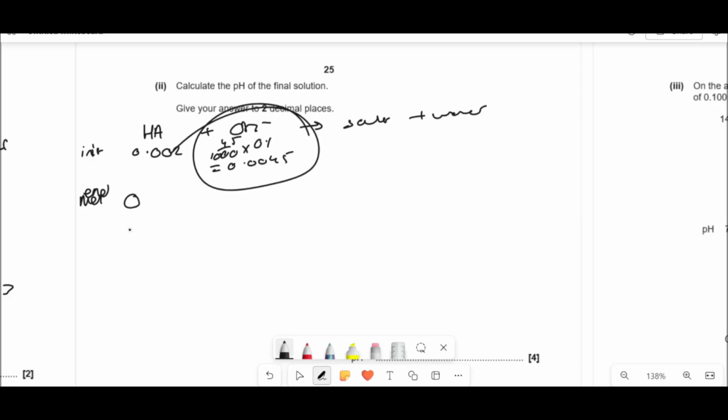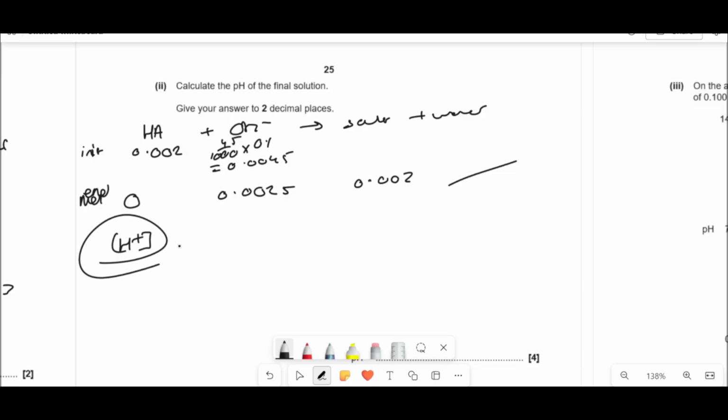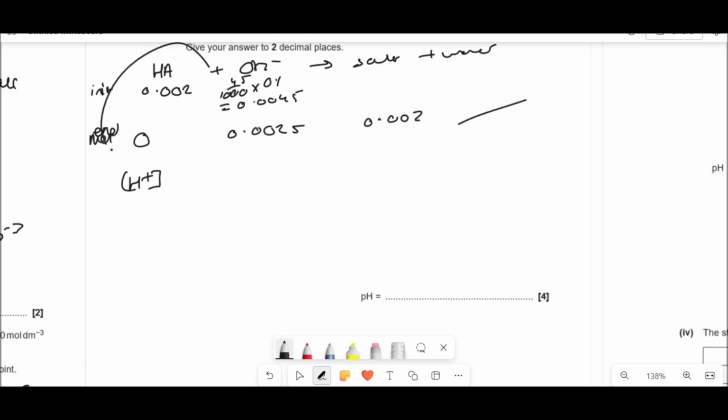The amount of base we have left is going to be this, taken away from that, which is going to be 0.0025. We'll have 0.002 of this salt. We don't care about the water. It says to find the pH of it, so pH is eventually going to need to culminate in you finding this. What's left in this, there's no HA, so you can't use Ka anymore because there's nothing there. There's only OH left. So you should think, what do I know that links H plus and OH? Kw is linked to H plus and OH minus.